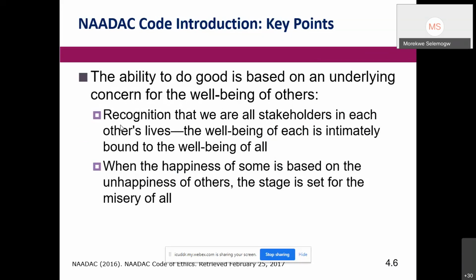That when we do good, it's because we understand and we have a concern for the well-being of others. Even that is very true in terms of when we deal with our clients, that we do good because we have a concern for their well-being. This is the recognition that we are all stakeholders in each other's lives. As we've already noted, I know that this is not White and Popovich's ethical decision making, but there is a recognition that we are all connected, that we are stakeholders in each other's lives, and the well-being of each is intimately bound to the well-being of all.